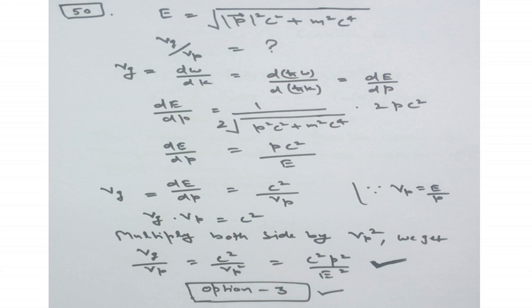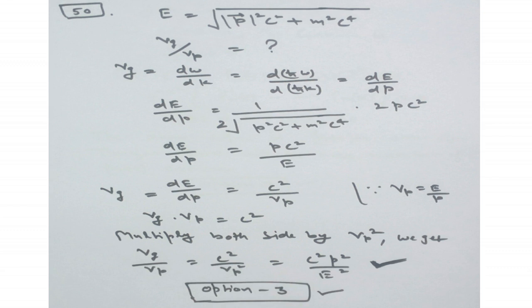Now here dE upon dP equal to 1 upon 2 under root P square C square plus M square C^4 into 2P C square. 2 and 2 will cancel and the relation in the denominator will equal to E. So that will become P C square upon E. And we know that phase velocity is equal to E upon P.